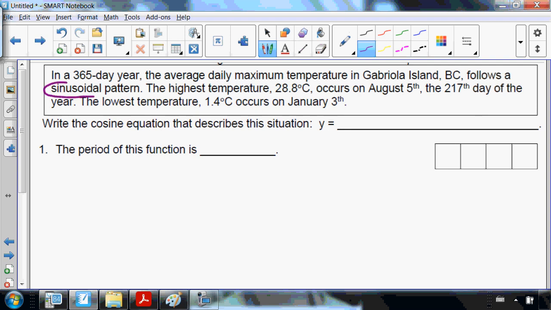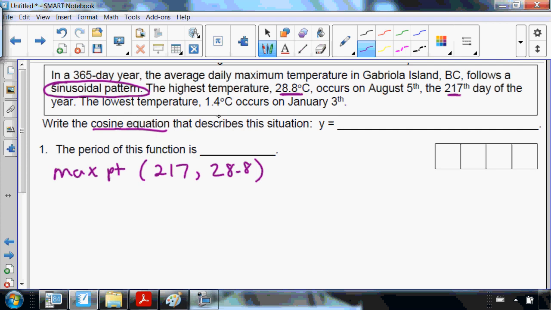So I have an average daily maximum temperature, Gabriella Island, following a sinusoidal pattern. Sinusoidal can be sine or cosine. In this particular question, I'm asking for cosine. So we have the highest temperature, that's a y value, occurring on this day. So that means that I've got a maximum point at 217, 28.8. Then I have the lowest temperature, that's a minimum, 1.4 on January 3rd. So minimum point, third day, 1.4.